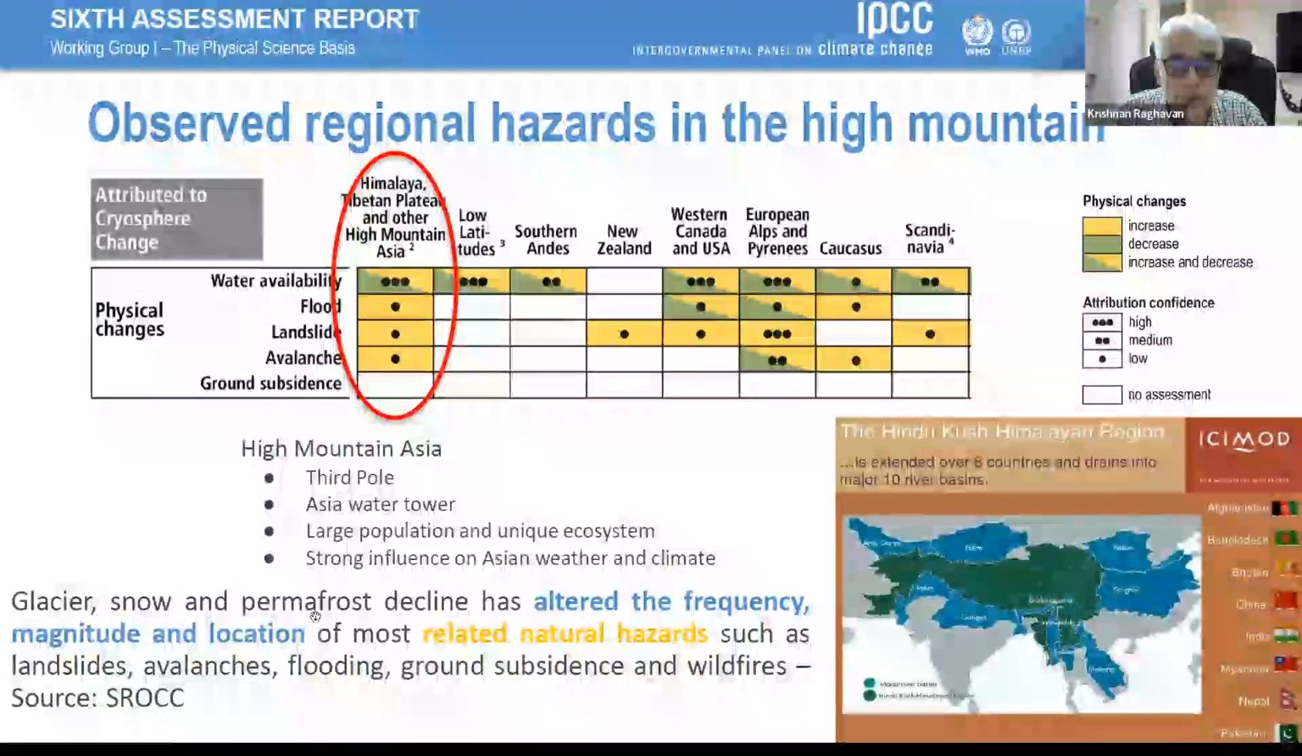So the glacier, snow, and permafrost has declined and altered the frequency, magnitude, and location of most natural hazards such as landslides, avalanches, and flooding. However, it has major impacts on the water availability. So the water availability has been affected by climate change. This attribution comes with a kind of high confidence. Although when we look at flood or landslide or avalanches, their attribution has a kind of low confidence that we have to keep in mind. And so climate change is already affecting this region, especially in terms of the water resources.